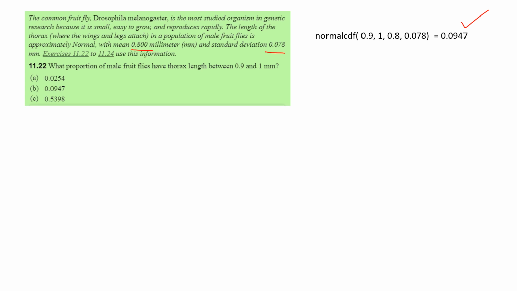For the next question, approximately 16% are shorter than what? So the area to the left is 16%, which is inverse norm of 0.16, the mean and standard deviation. So you get the answer for X.